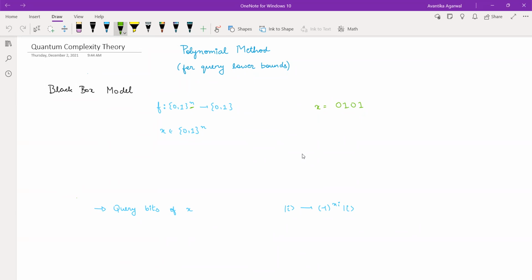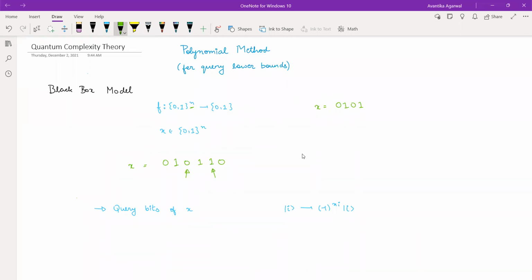The way we are given access to this input string is that we can query the bits of this input string. So what does querying the bits of an input string mean? We have an n-bit string x. Querying a bit of this input means our machine can ask some black box, okay, tell me the third bit of this input, and the black box would tell us that the third bit is 0. Then the machine could ask, tell me the fifth bit of this input, and the black box would tell us that the fifth bit is 1.